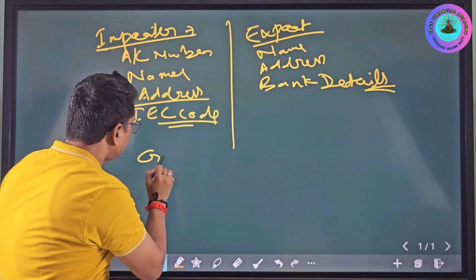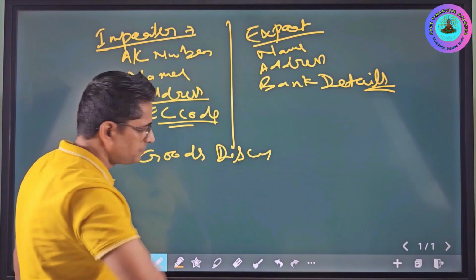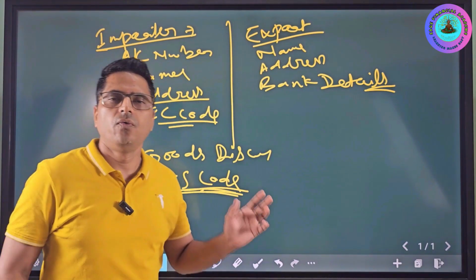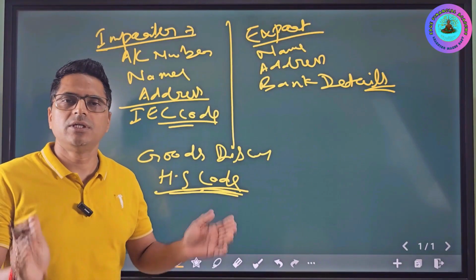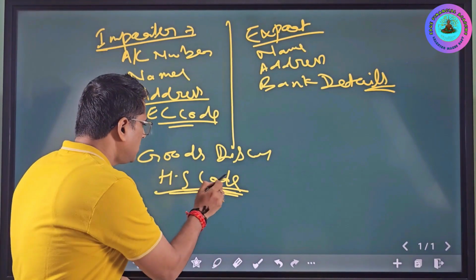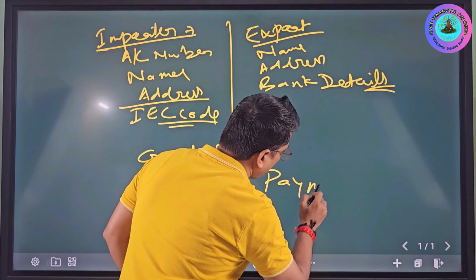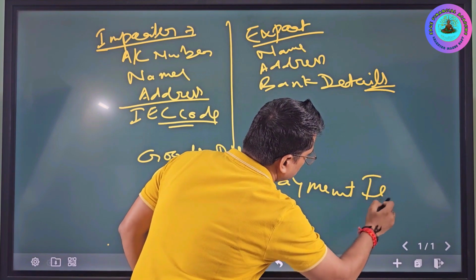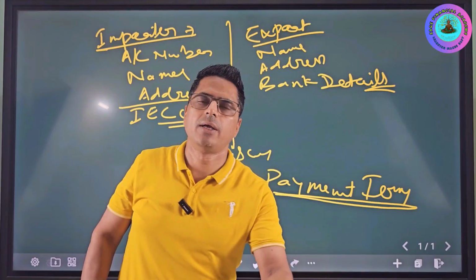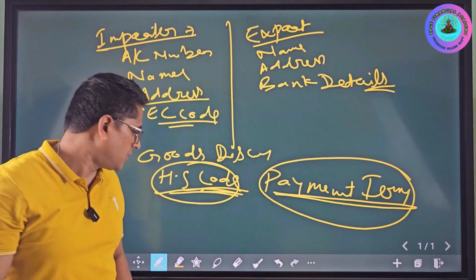Goods description, what kind of goods you are going to buy. HS code, harmonized system code. This is the code which is required to declare whether these goods are permissible to buy in this country or not. So this is required. Also they will try to understand the payment term. Payment term means what kind of term you have decided with your party. This is a very, very important term. Why is it important? Let's understand first.